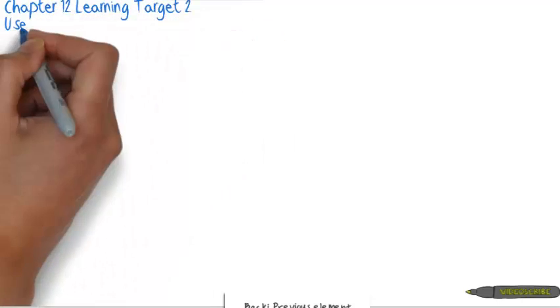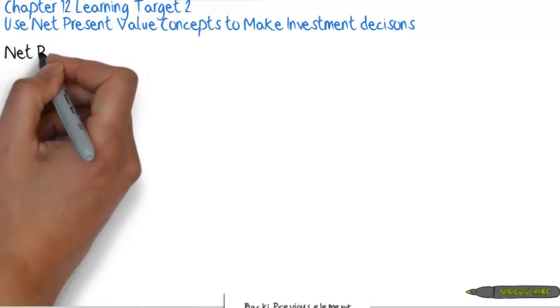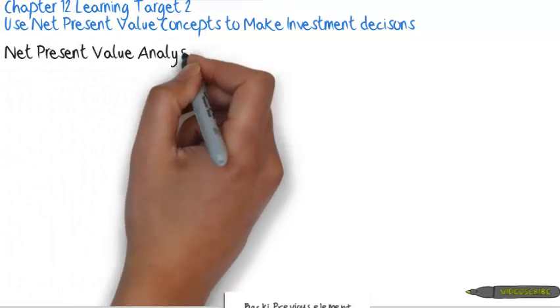Chapter 12, Learning Target 2, Using Net Present Value Concepts to Make Investment Decisions. Before we get started, let's review just a term that we know.